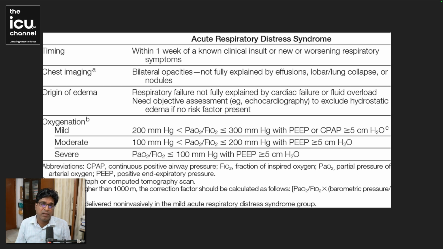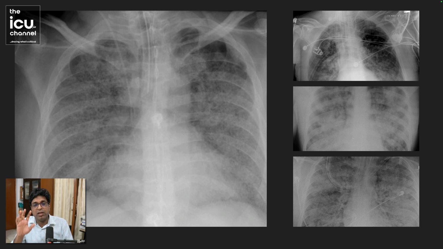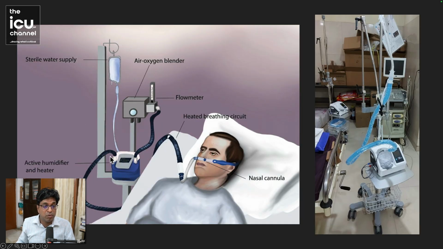Then why was there a need for a new definition? One thing was that there were bilateral shadows and you were not able to explain them clinically. You need something more which can say that this is ARDS, more specific. Then the use of HFNO also came into play in COVID. Many patients were being treated with high flow nasal oxygen, HFNO; these types of instruments came into play.